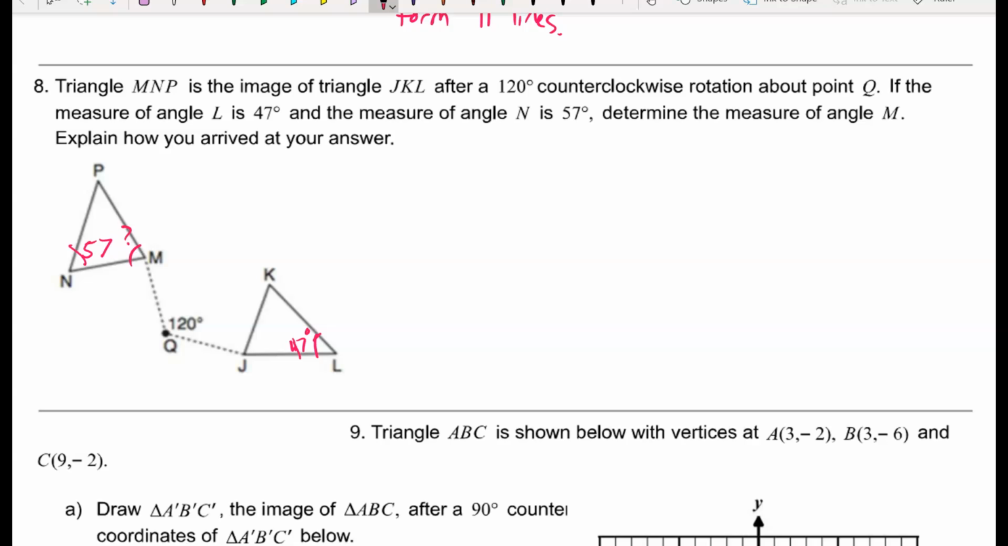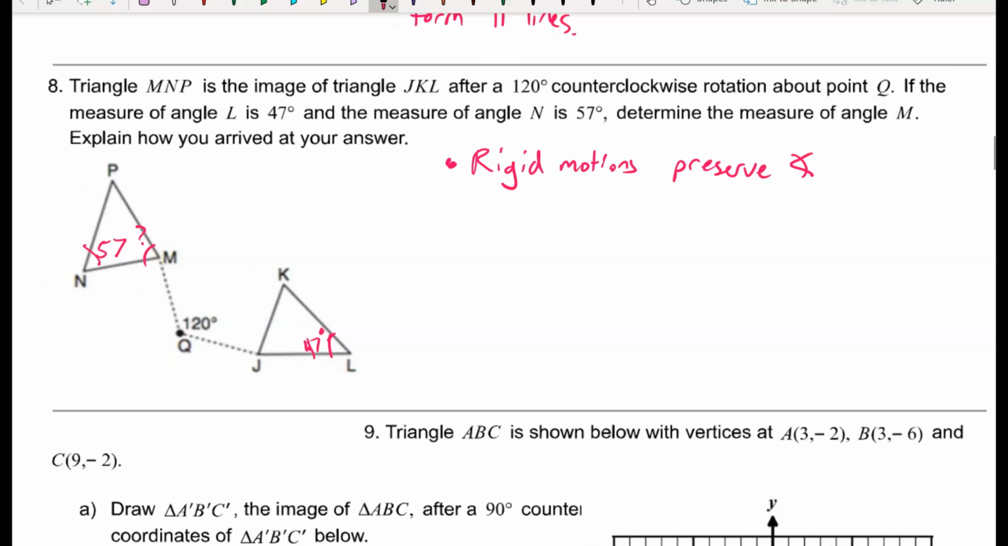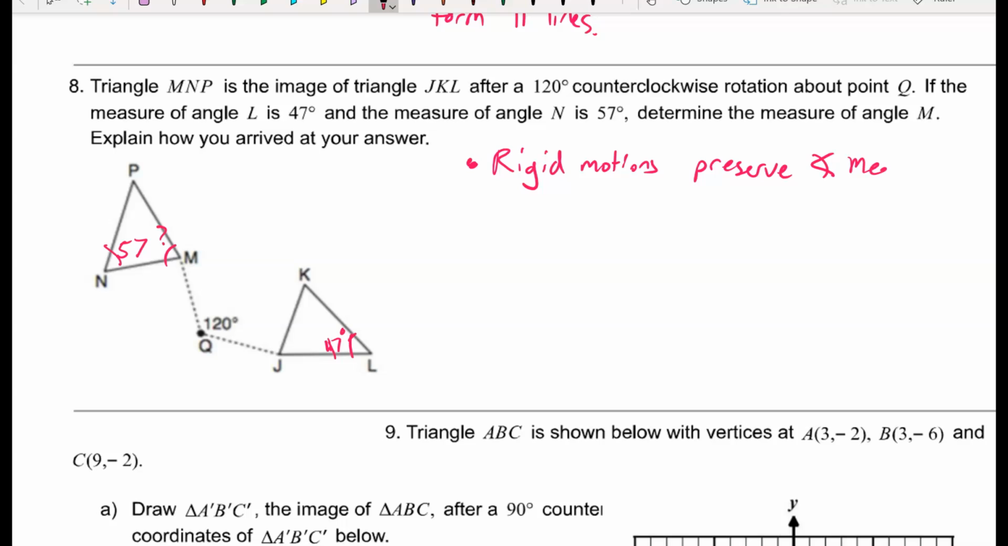So, a couple things you need to worry about here. The first thing is that we know rotation is a rigid motion, and rigid motions preserve both distance and angle measure, but here I'm only looking at the angle measure. So if I'm trying to visualize this, P, if I rotate, should have matched up with L, so I could also mark angle P as 47 degrees.